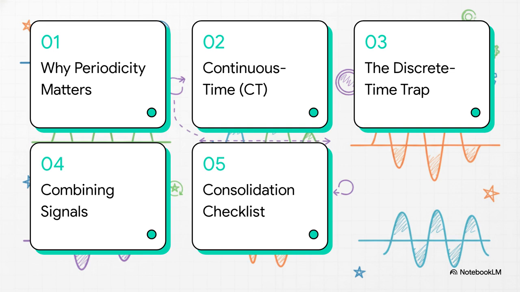So here's our game plan. This lines up perfectly with subtopic 2.3 in your course book. We'll start with the basics of continuous time signals, then we'll navigate that common trap that's waiting for you with discrete time signals. After that, we'll see what happens when we start adding periodic signals together, and we'll wrap it all up with a checklist to make sure you've got it.